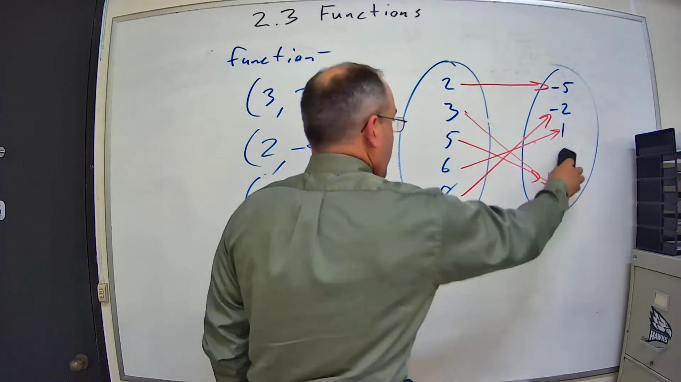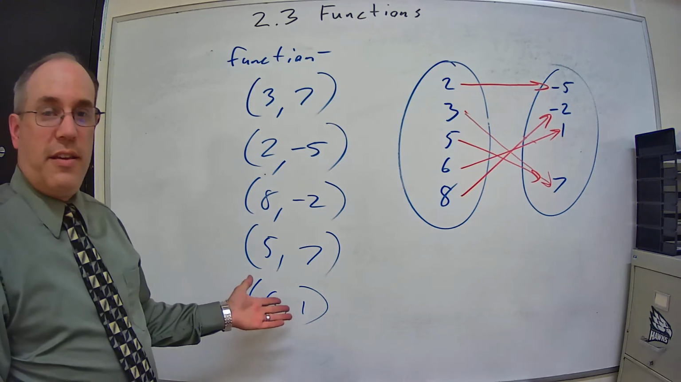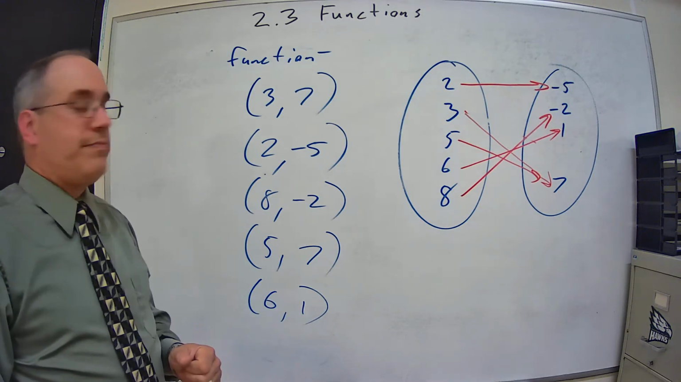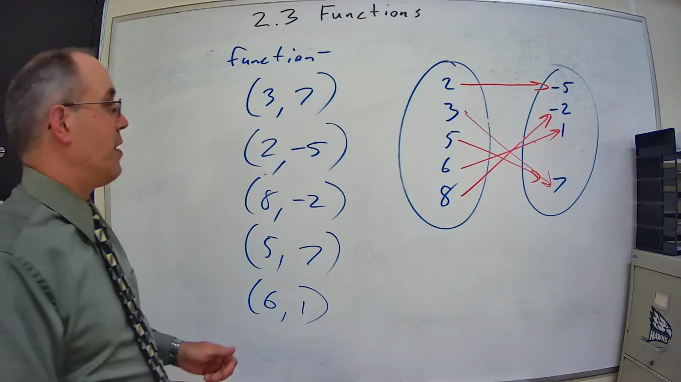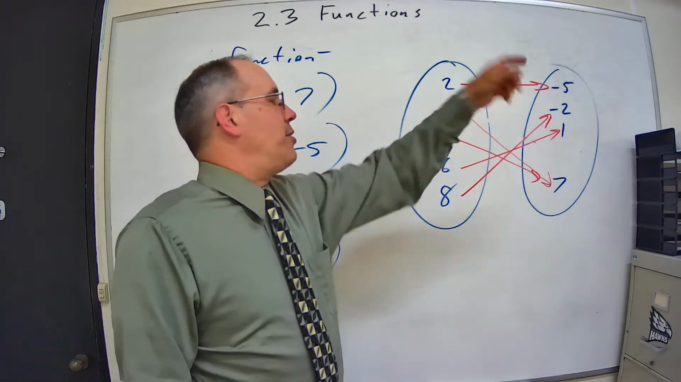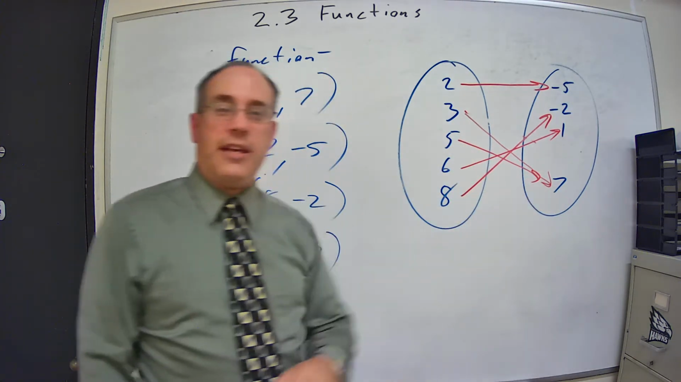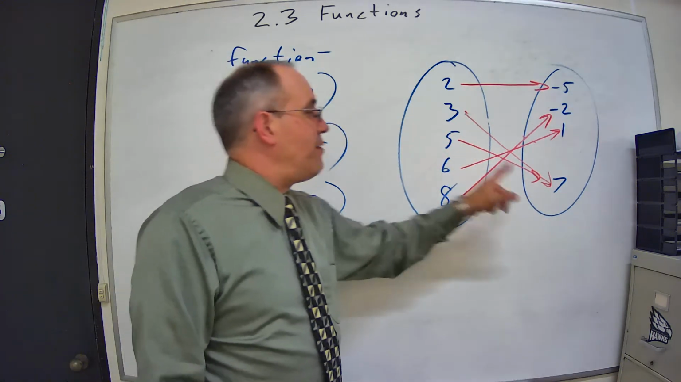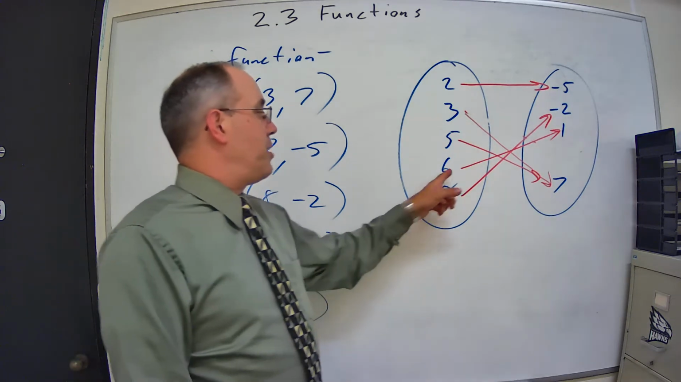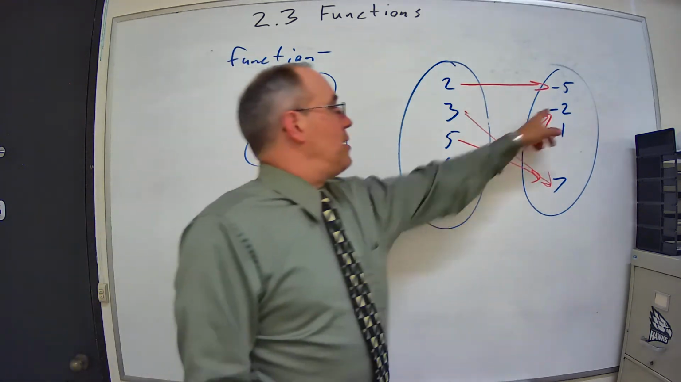and I don't even use that 4 anymore, right? This is a function. It's a function because you tell me that the input's 2, I know the output's -5. You tell me the input's 3, I know it's 7. You tell me the input's 5, I know it's 7. You tell me the input's 6, I know it's 1. You tell me the input's 8, I know it's -2.